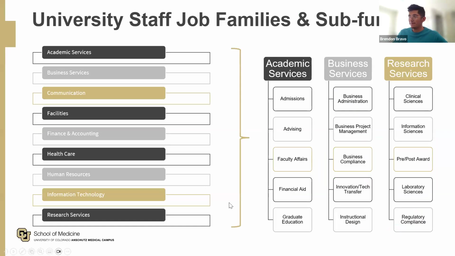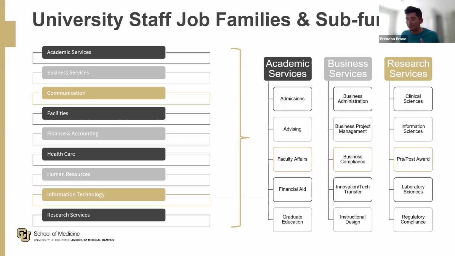Next, I just want to talk about how we help determine salary ranges for staff. There are three separate categories that we use when making them. The first is job family. So we have academic services, business services, going on down. And then within each job family, we have subfunctions. For example, for research services, we have clinical sciences, information, et cetera.